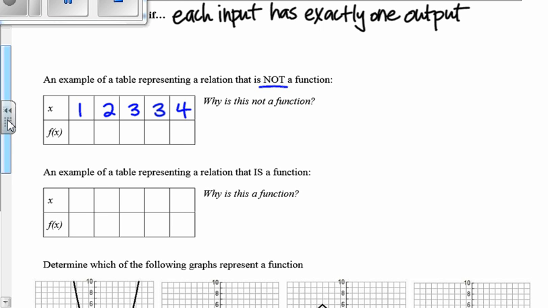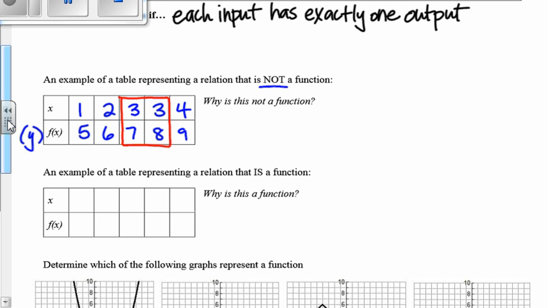Now I'm going to fill out some f of x. Remember, this is also y. F of x is the same as y. So now I'm going to fill out some different y values, or outputs, or range values. So this is not a function because of what's happening right here. Each input does not have exactly one output. The input value of 3 has two different outputs. It has 7, and it also has 8.